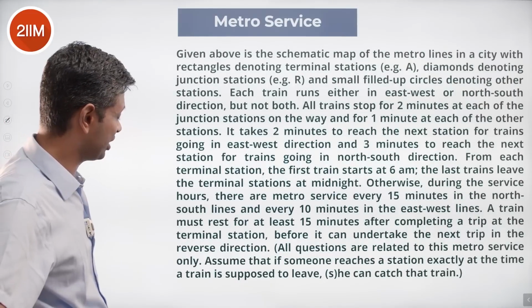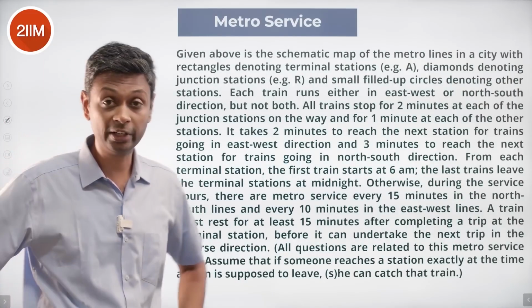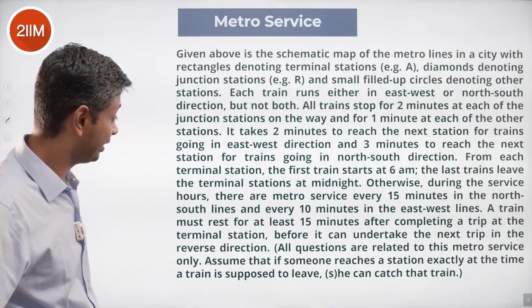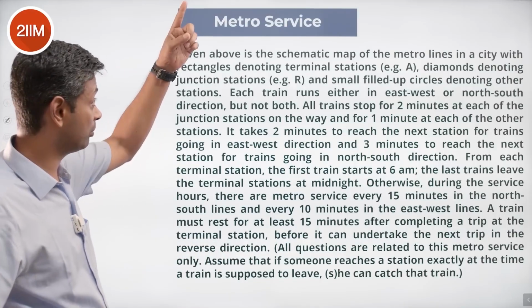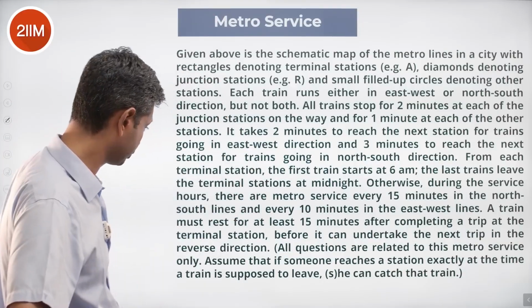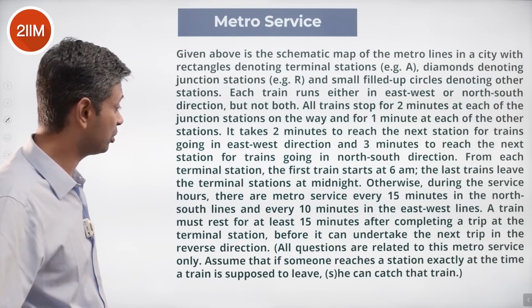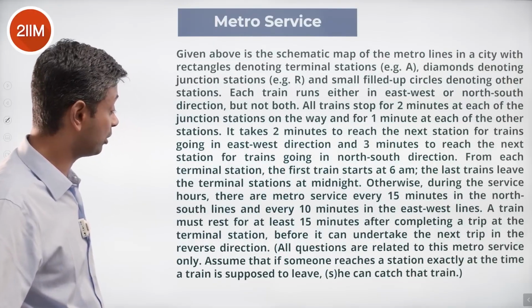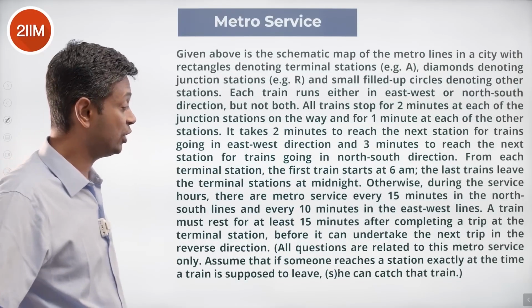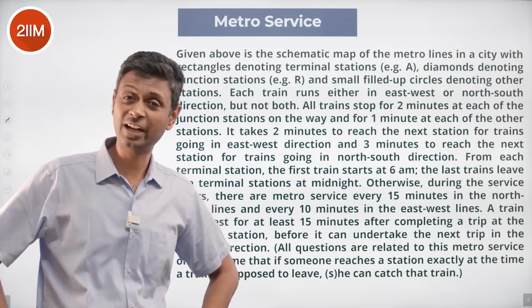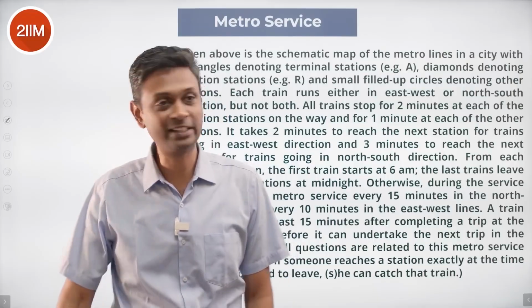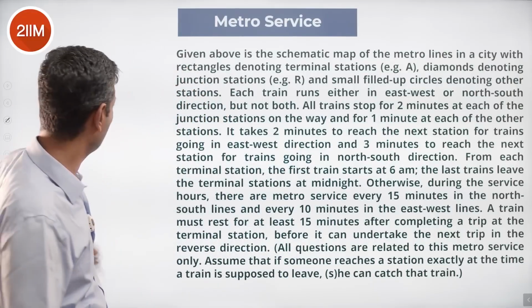A train must rest for at least 15 minutes after completing a trip. It's tired. Before it can undertake the next trip in the reverse direction, so come from P to Q, and then go back from Q to P. All questions are related to this metro service only. Assume that if someone reaches a station exactly at the time a train is supposed to leave, he or she can catch the train. The train is leaving at 10:58, I run in, I can get it. Somebody will pull me in.